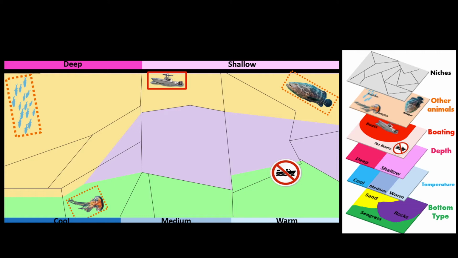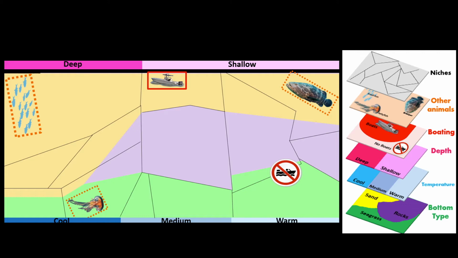You can see a bottom bar there on the bottom that shows you the area of the map that's cool or medium or warm. And then you look at the top bar that shows you where the water is deep or the water is shallow. I see little fish and a big grouper and then a jellyfish. And then we've got boats. We've got a big boat up at the top there. And then we also have a sign, which is a no boating sign down in the bottom. So that area is going to be away from boats.